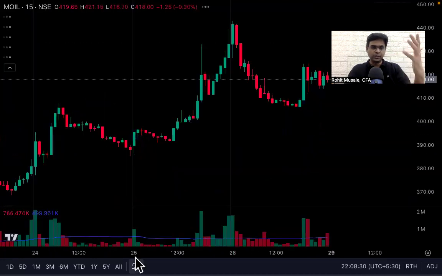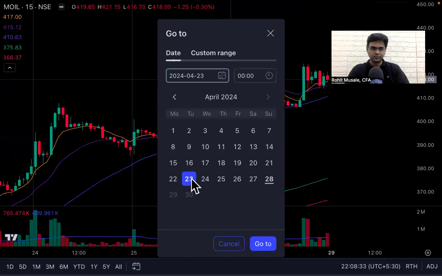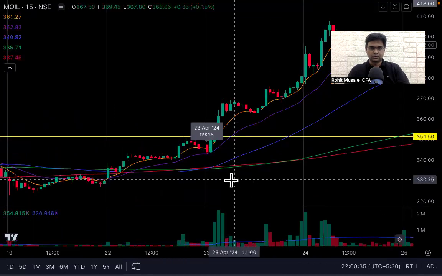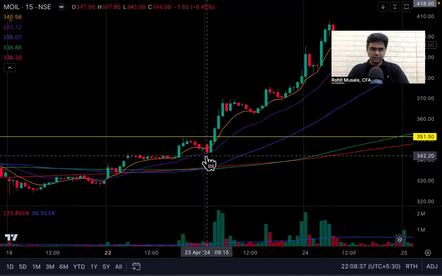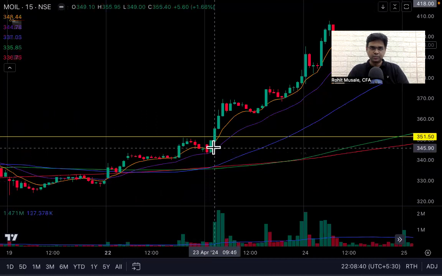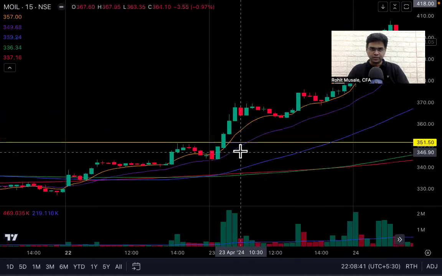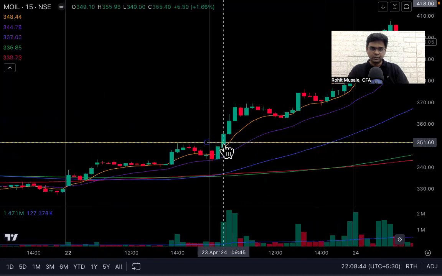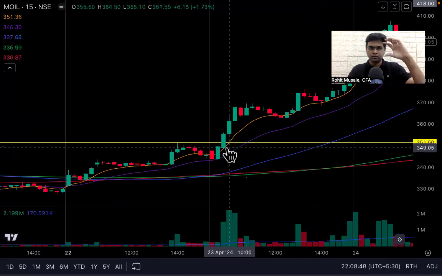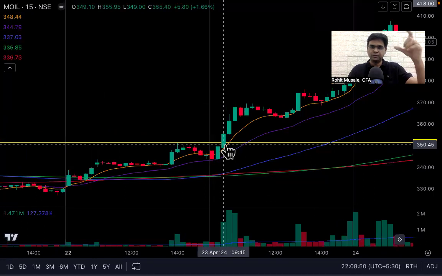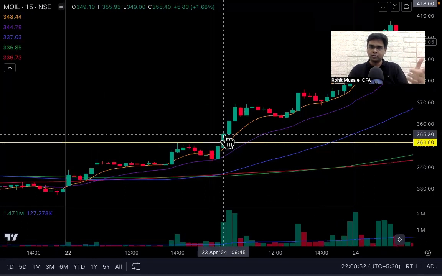So I'm looking for a breakout on the 15-minute chart. This is the first candle. This is the second candle. And here is the breakout candle. See, this particular candle on 23rd April closes nicely above the yellow line. The majority of the body, or the height of the candle, is above the yellow line. So I take a normal position here.